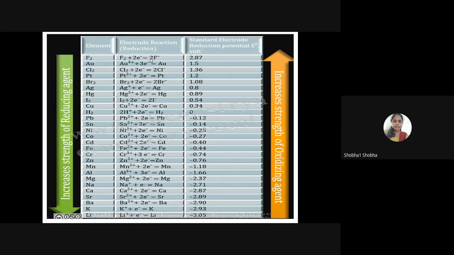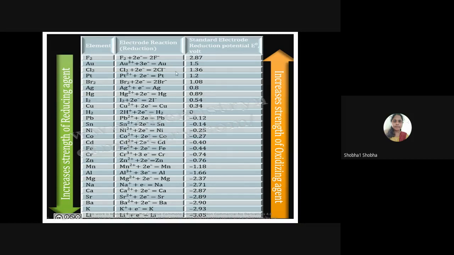Look at this. Fluorine, its reduction value is 2.87. Therefore, its oxidation potential value will be what? Minus 2.87 volts. Right? Chlorine's reduction potential is 1.36, whereas oxidation potential will be minus 1.36. And hydrogen's reduction potential is arbitrarily taken as 0 because we should have one standard notation. Based on this reference, the elements are arranged by more reduction or more oxidation power.